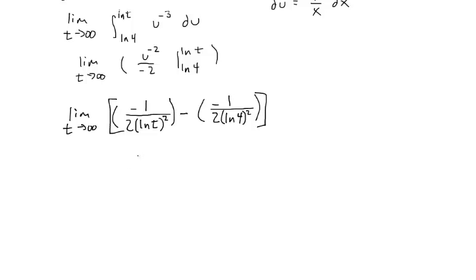So here, since neither of our expressions when we took the limit went to infinity or negative infinity, we are convergent. And since we're convergent, we want to state where we're converging to. And we're converging towards the limit, which was 1 over 2 times ln of 4 squared.